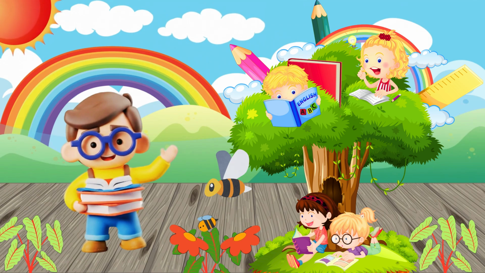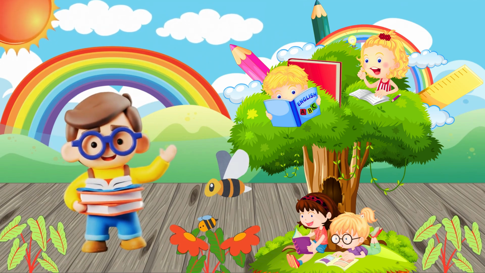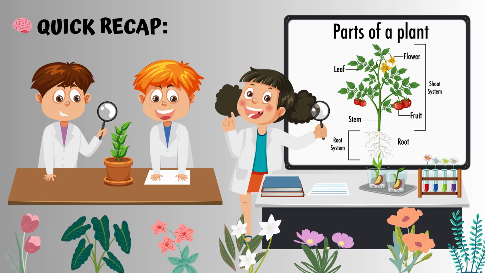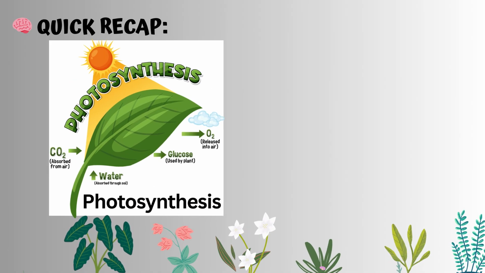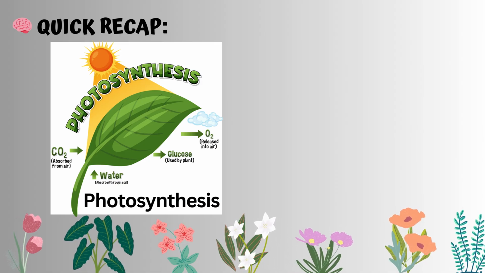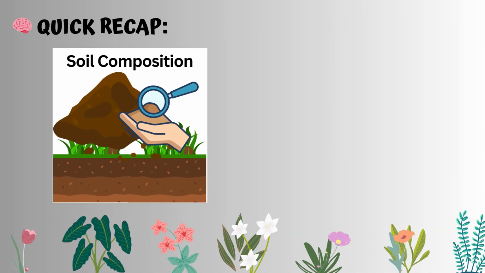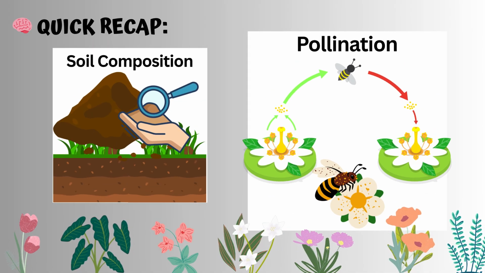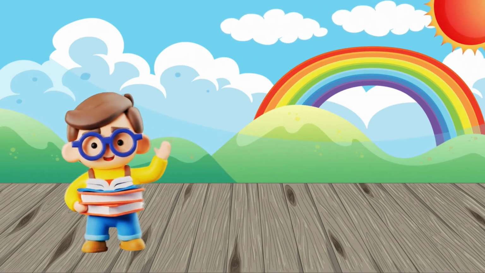Wow, we learned so much today. Let's do a quick recap. Today we learned about plants and their various parts like roots, stems, leaves, and flowers. How plants use sunlight to make food in photosynthesis. What is plant cohesion? What is soil and its composition? What is pollination? Thanks for learning with me, friends.